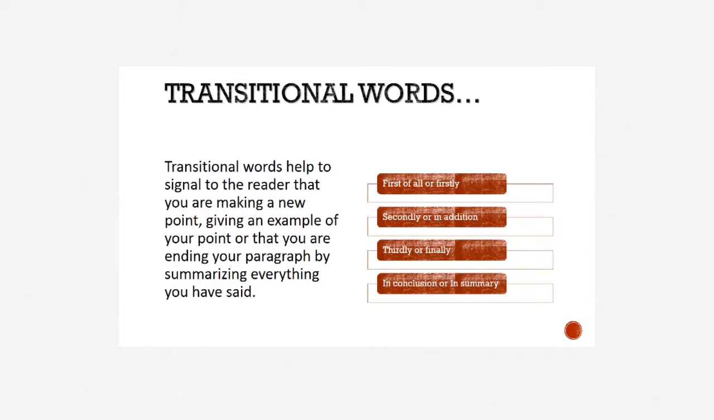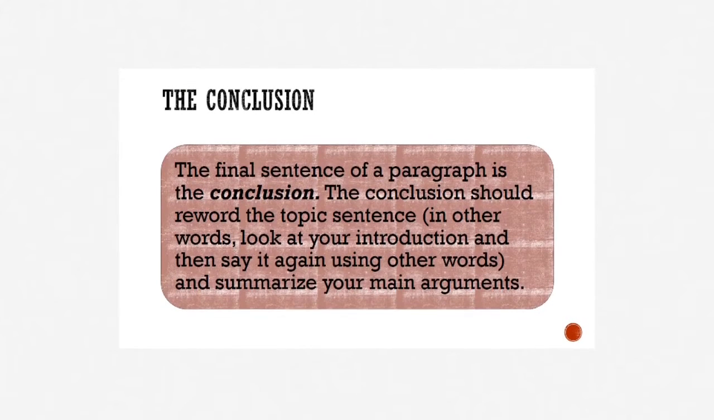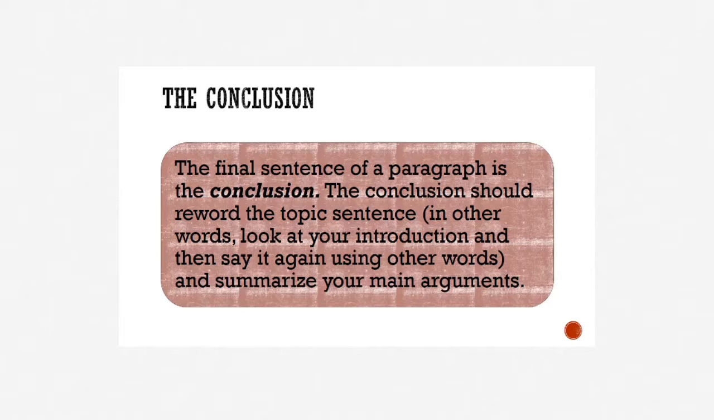It is important to add transitional words to your paragraph. Transitional words help to signal to the reader that you are making a new point, giving an example of your point, or that you are ending your paragraph by summarizing everything you have said. You may include transitional words such as first of all, secondly, thirdly, and in conclusion. The final sentence of a paragraph is the conclusion. The conclusion should reword the topic sentence and summarize your main arguments.